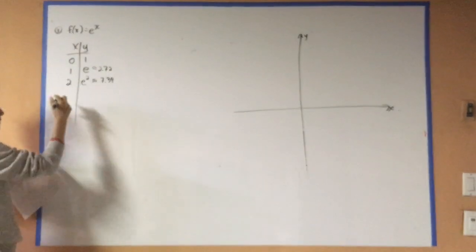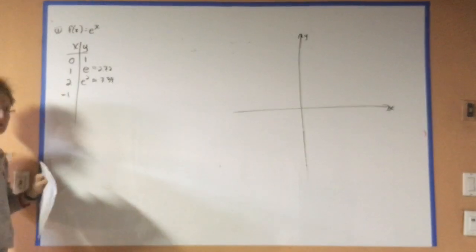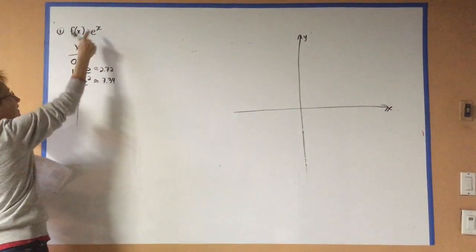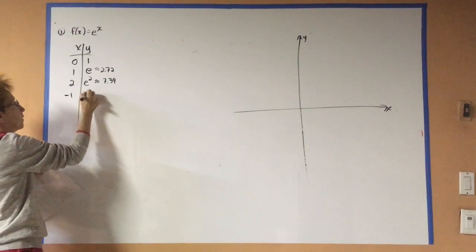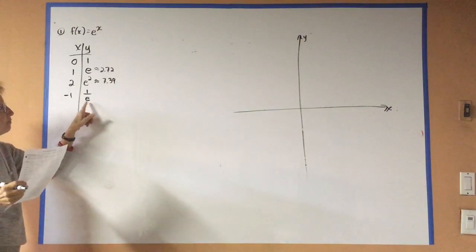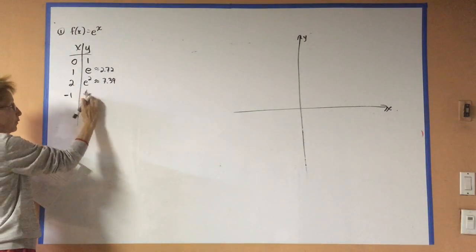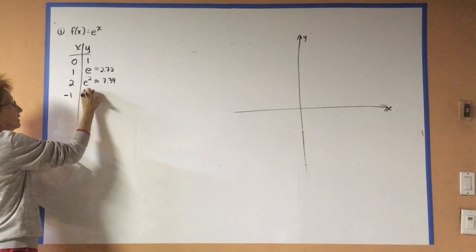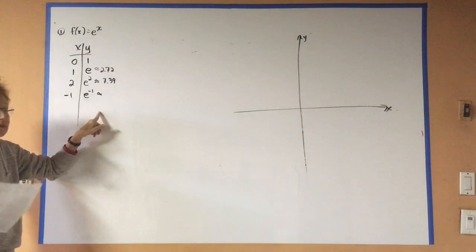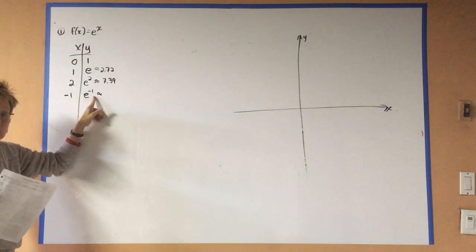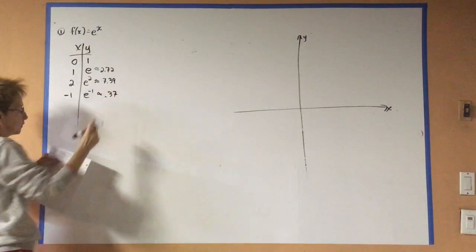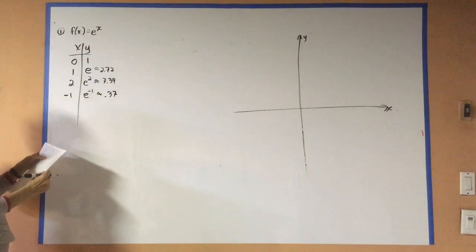I'm not going to go as far as I did with the other ones. I'm going to go to -1 and -2 because I kind of have an idea of how these things look at this point. So if I let x be -1, this is e to the -1, which would be 1 over e. You could leave it as e to the -1, because it's easier to put in your calculator that way. Inside the parenthesis, you're going to put in a -1, and if I round it to 2 decimal places, I get 0.37.